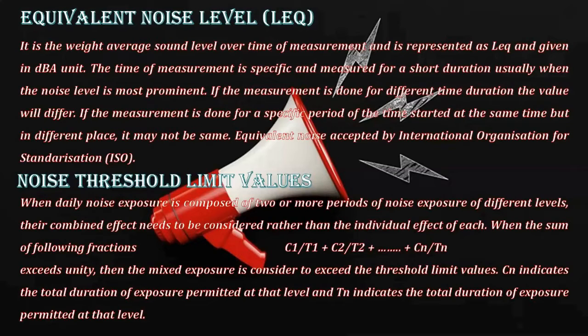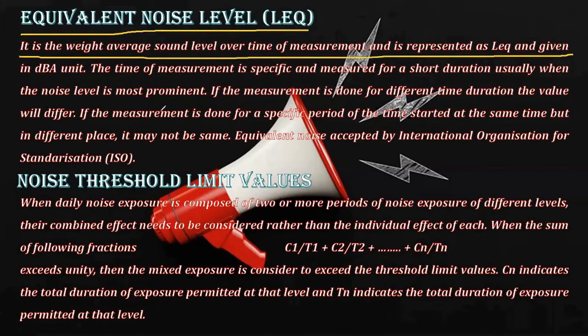Now next we have the equivalent noise level and the noise threshold limit values, as you can see here. Okay, now what is the equivalent noise level? It is the weighted average sound level over the time of measurement and is represented by LEQ, expressed in dBA units. So the weighted average sound level over the time of measurement is what the equivalent noise level is.